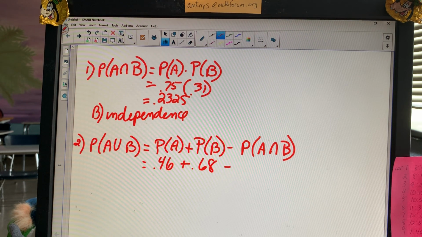Now for A and B, do not multiply those two numbers. They tell us in the question that the probability of A and B is 0.27, and that's what we use. When we put that in our calculator, we get 0.87.